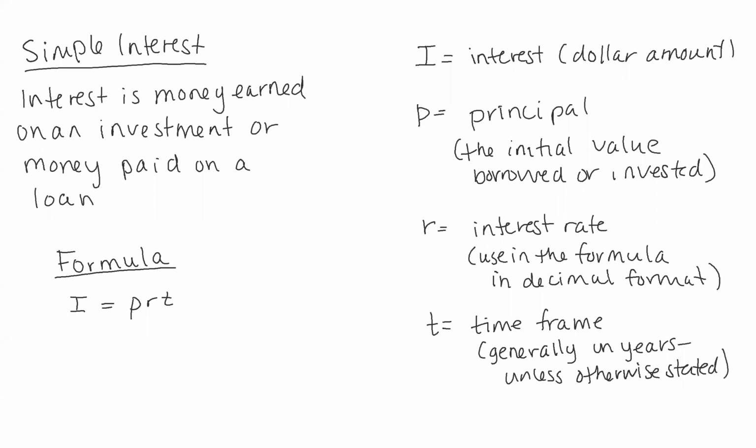So you're going to have some kind of time frame on an investment. You might invest your money for 10 years. You might invest your money for 30 years. On a loan, the bank might give you 18 months to pay back, or it might give you 3 years, or it might give you 6 years to pay back the loan. It's all just going to depend. So you have to read into the problem very carefully.